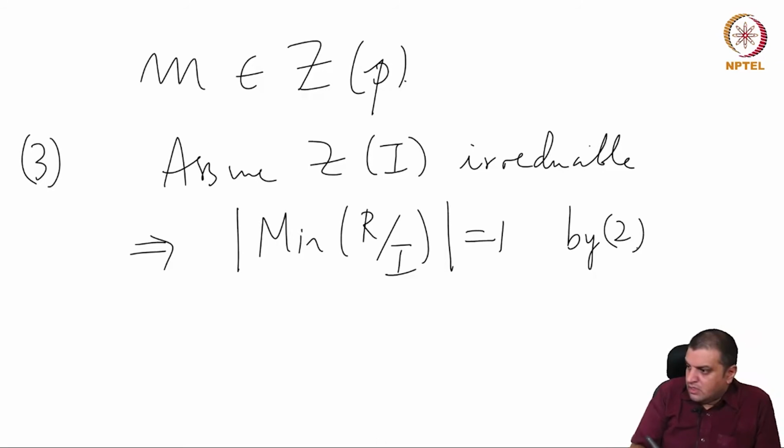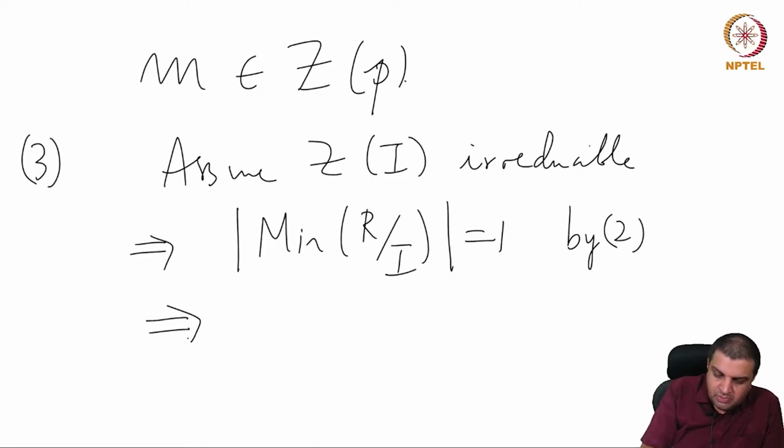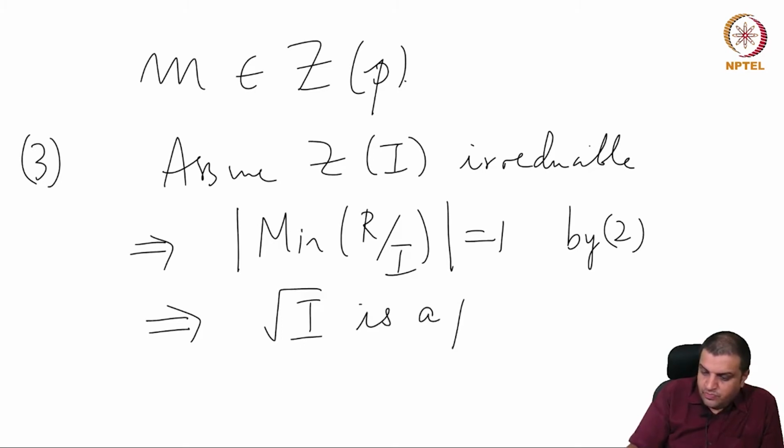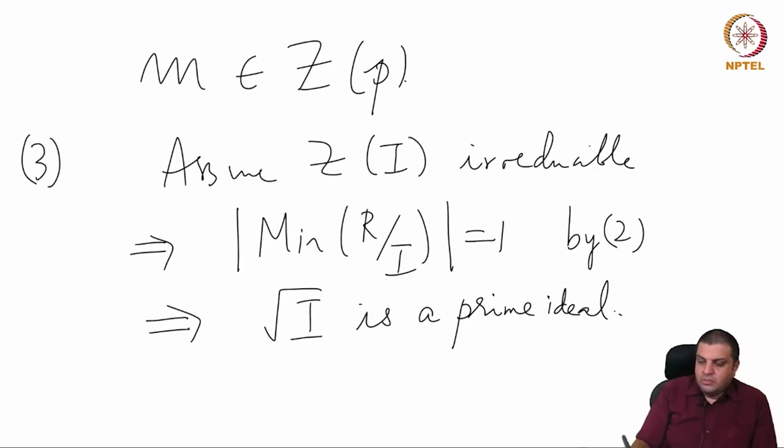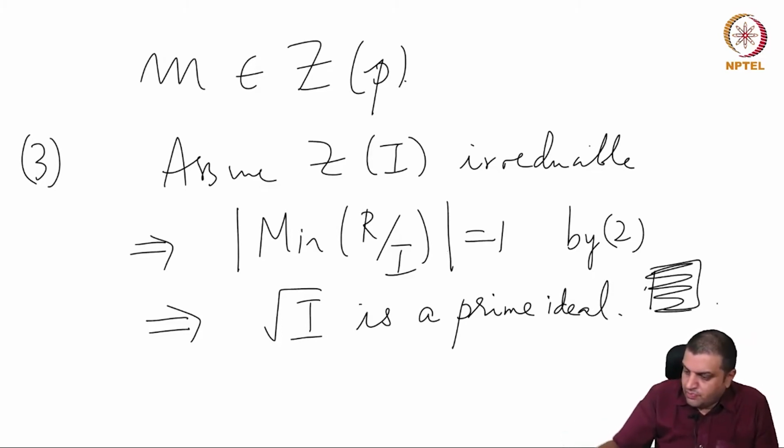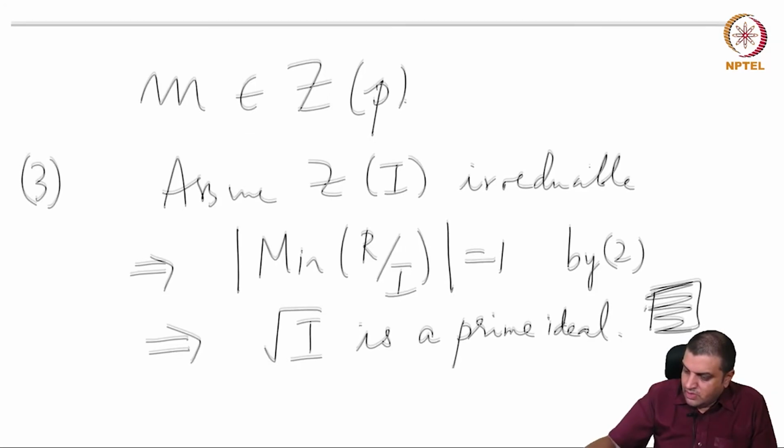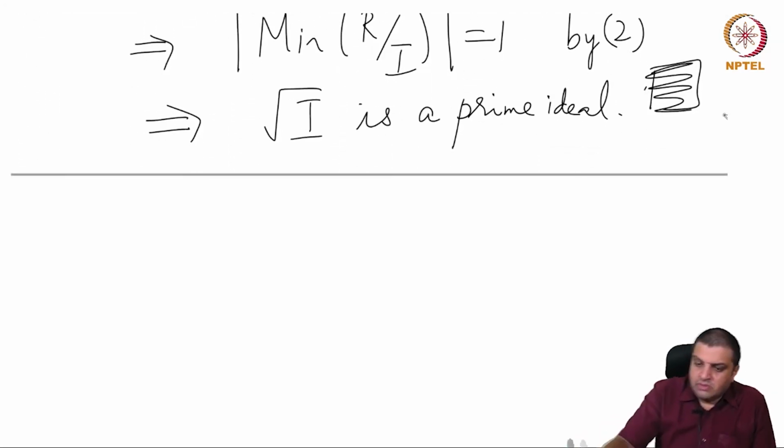And so this minimal primes over I is a singleton, which now implies that the radical of I is a prime ideal. Because the radical of I is the intersection of the primes in this collection, but there is only one, so it is prime. So that's the end of this proof.